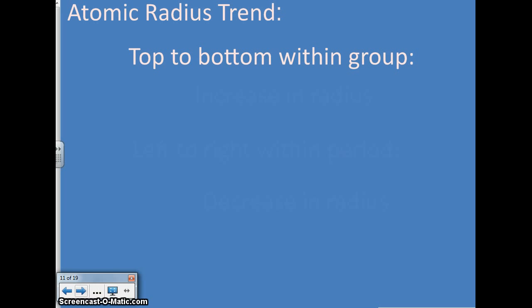So you've created a graph, actually 4 graphs, on your graph paper. And what I'd like you to look at first is within a group. Specifically, you'll be looking at the alkali metals and the noble gas graphs. So top to bottom, within a group, what you should notice is that there is an increase in the radius. The atoms get bigger as you go down that column.